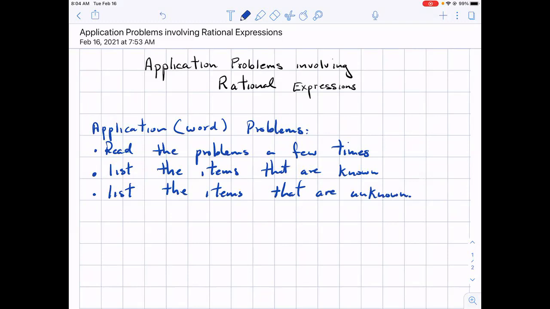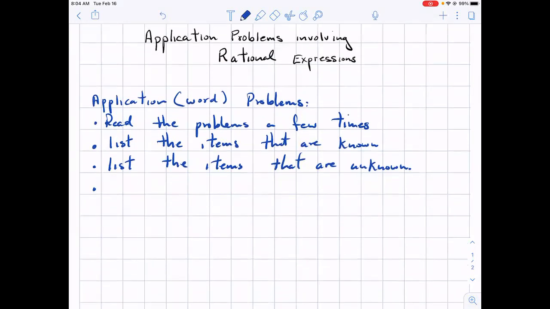And then also, what are you trying to solve or find? Okay. So I think those are some important key points. I know in one of the previous application videos, I had given you a blueprint list to follow, but these are mainly the key points.